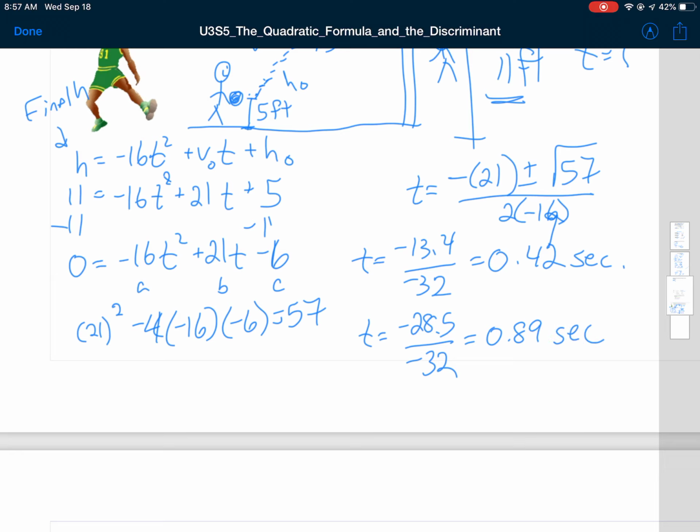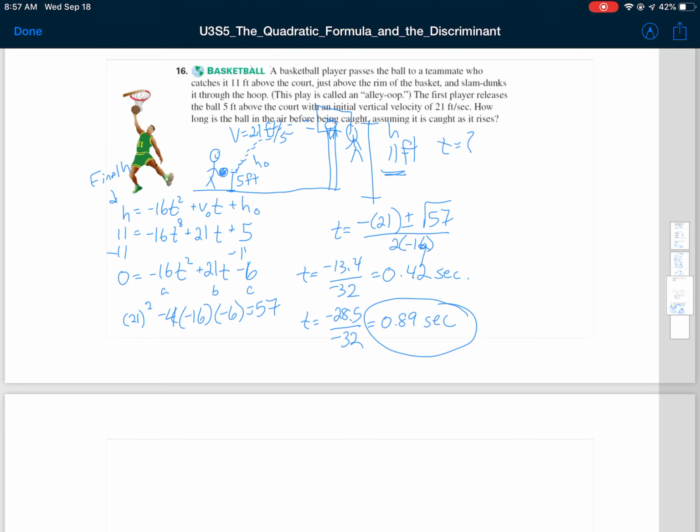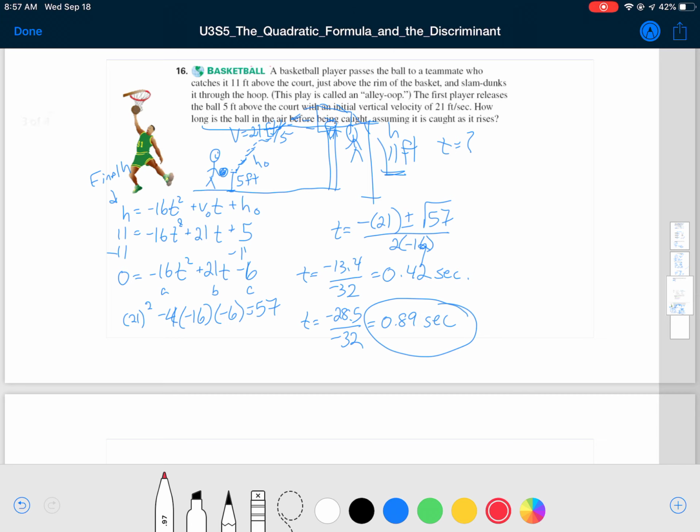Now, if one of my times were negative, I'd say that's the one that doesn't work, but they're both positive, so I have to ask myself which one's the realistic answer. And the realistic answer is the 0.89. Because the ball is going to rise up and hit 11 feet, and then it's going to come back down, kind of like a parabola. So after 0.42 seconds, it reaches 11 feet right there. And when it comes back down at 0.89 seconds, it reaches 11 feet again on its downward path. So there you go. It takes that basketball 0.89 seconds in the air.